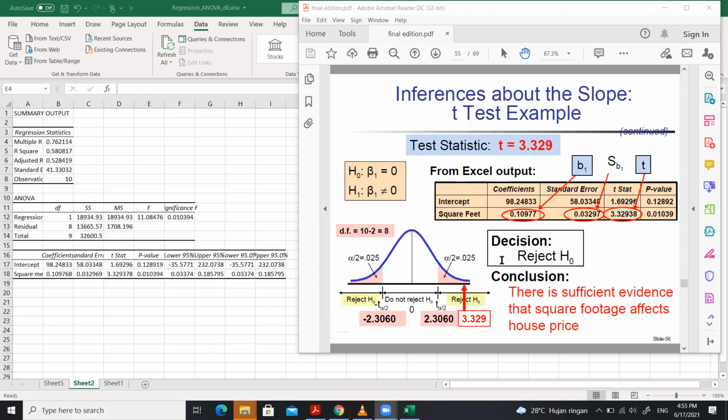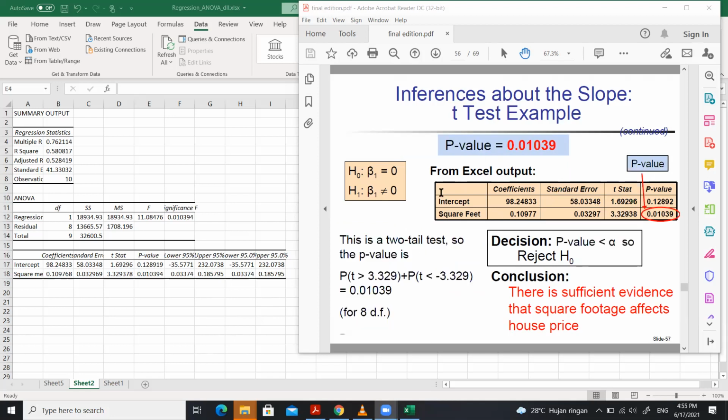Okay, that's kind of how we test a variable in linear regression. Particularly, we are testing the slope variable. Okay, and there is another test. This is a p-value test. You can see here the p-value.